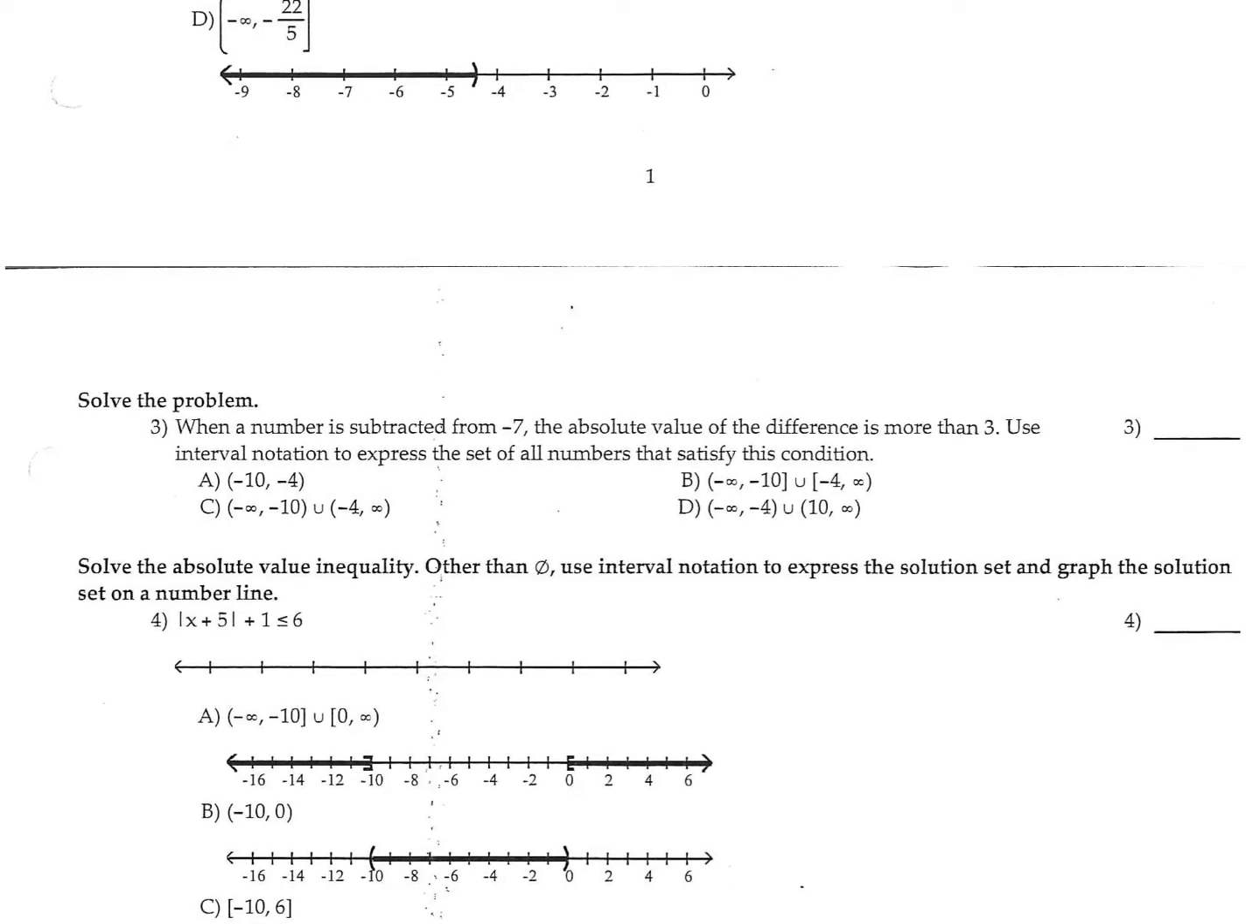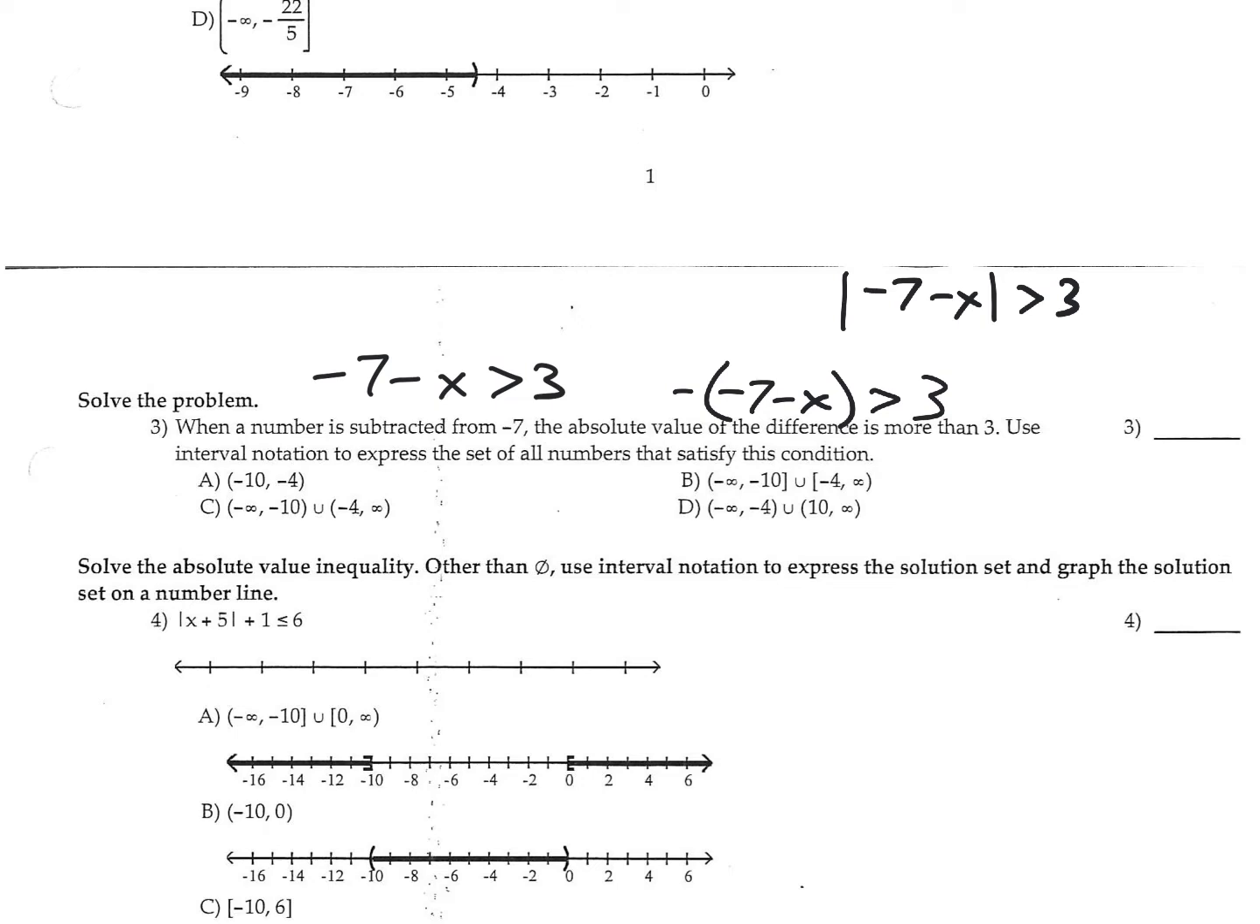Here on question 3, this is kind of a written out absolute value type problem. Let's make sense of what they're asking first. So they tell us that a number is subtracted from -7. So -7 minus x. The absolute value of that difference is more than 3. When we have that negative inside the absolute value, that makes things a little bit more complicated to evaluate. So I'm going to solve this absolute value inequality. I'm going to say that -7 minus x must be greater than 3, and that the opposite of -7 minus x is also greater than 3.